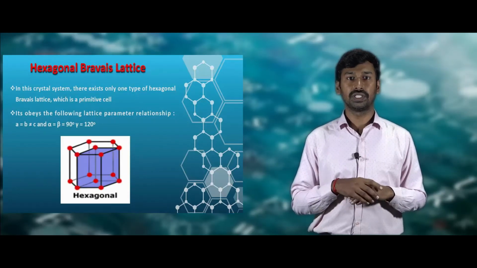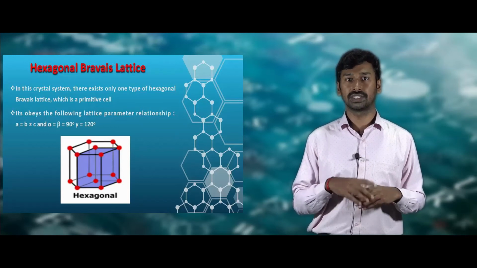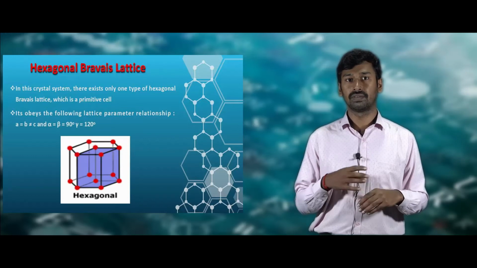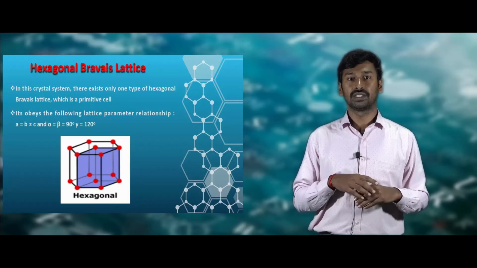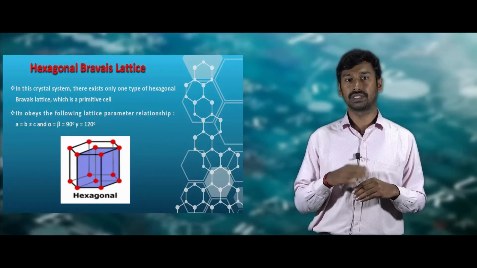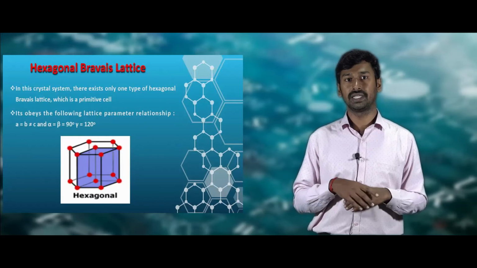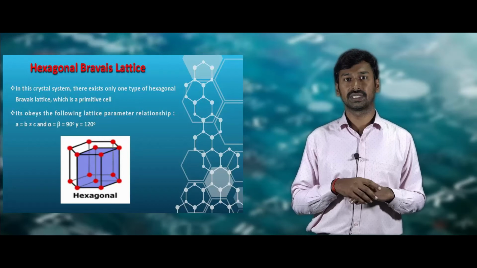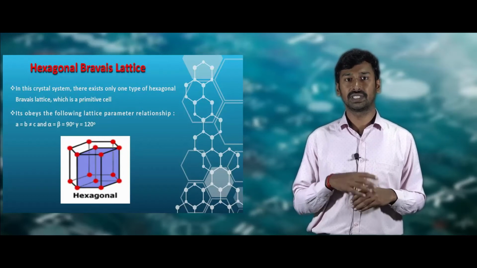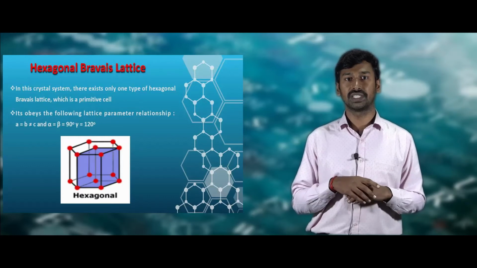Next, we are going to see the hexagonal Bravais lattice. In this crystal system, there exists only one Bravais lattice, which is nothing but a simple cell. It obeys the following lattice parameter relationships: a = b ≠ c, and alpha = beta = 90 degrees and gamma = 120 degrees. The figure represents the hexagonal Bravais lattice in which the atoms are arranged at the 8 corners of the unit cell, which are shaded in blue.